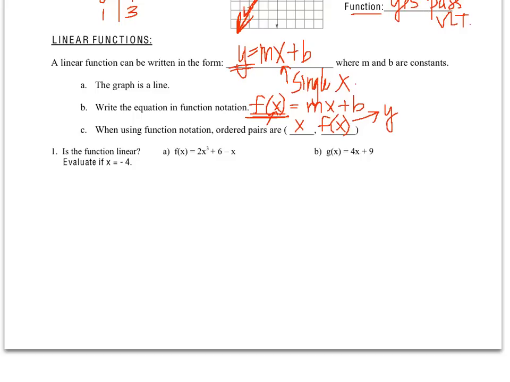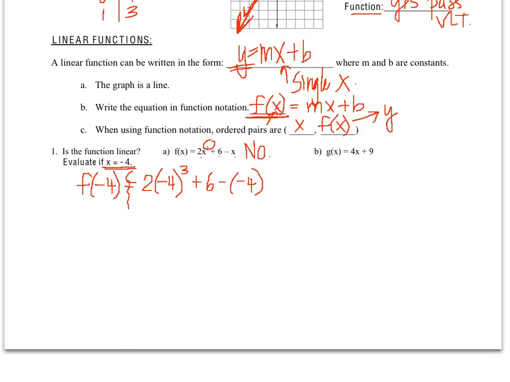Okay, now here's how it works. I'm going to give you this function, 2x cubed plus 6 minus x. And I'm going to evaluate x at negative 4. So I'm going to say f at negative 4 equals, and I'm going to replace every x with a negative 4. Plus 6 minus negative 4. Okay? Now, our first question, is it linear? The answer in this case is it's not linear because of the cubed. Okay? Now, even though it's not linear, I still want you to plug this in.